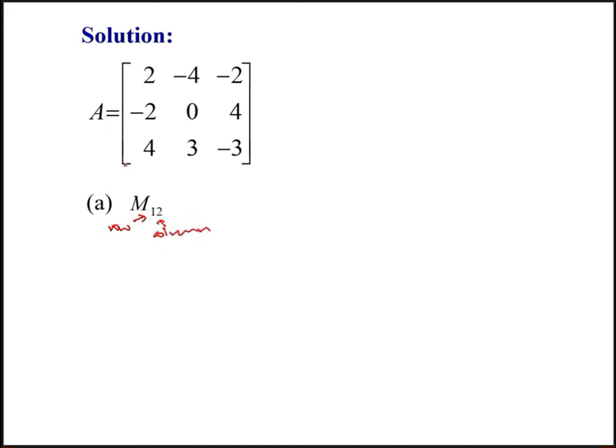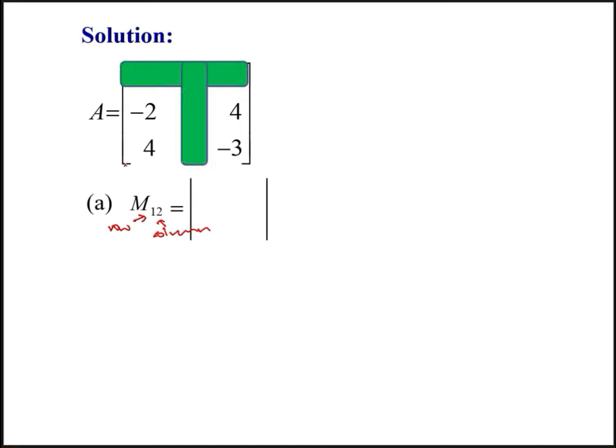Remember, to find the minor of a 3 by 3 matrix, it is the determinant of a 2 by 2 matrix. How do you get that 2 by 2 matrix? You have to delete the first row and second column, because that's the minor that we are looking for, and write down the numbers that you can see here according to their orders.